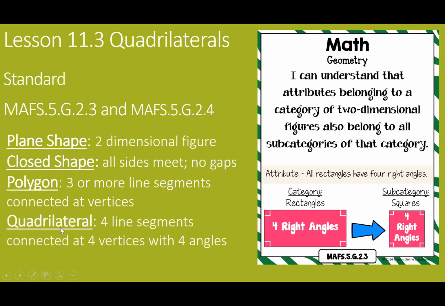And then a quadrilateral is a special type of polygon, which is a special type of closed shape, which is a special type of plane shape. Oh my goodness. And it's special because it has four line segments. And those line segments are connected at four vertices, and it has four angles.